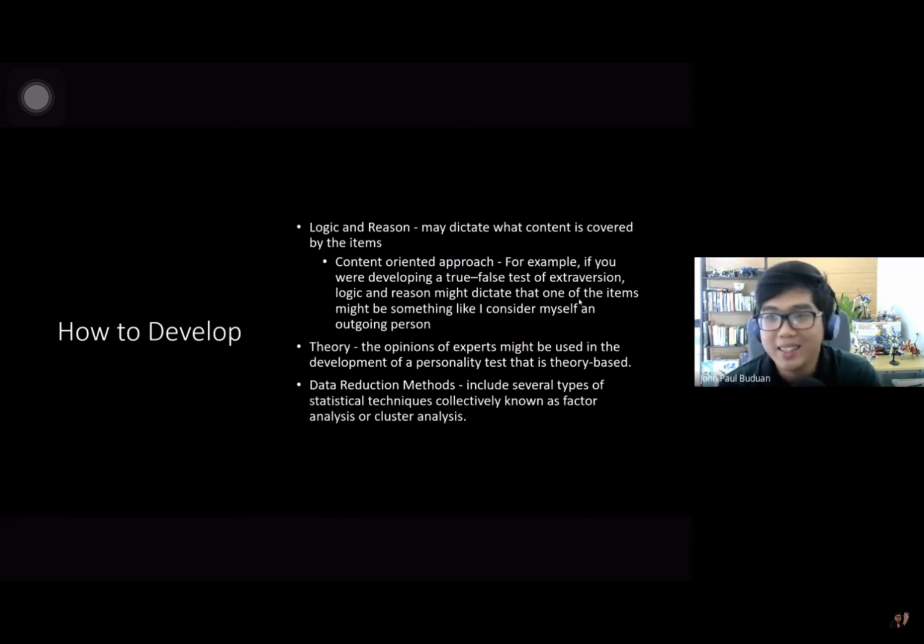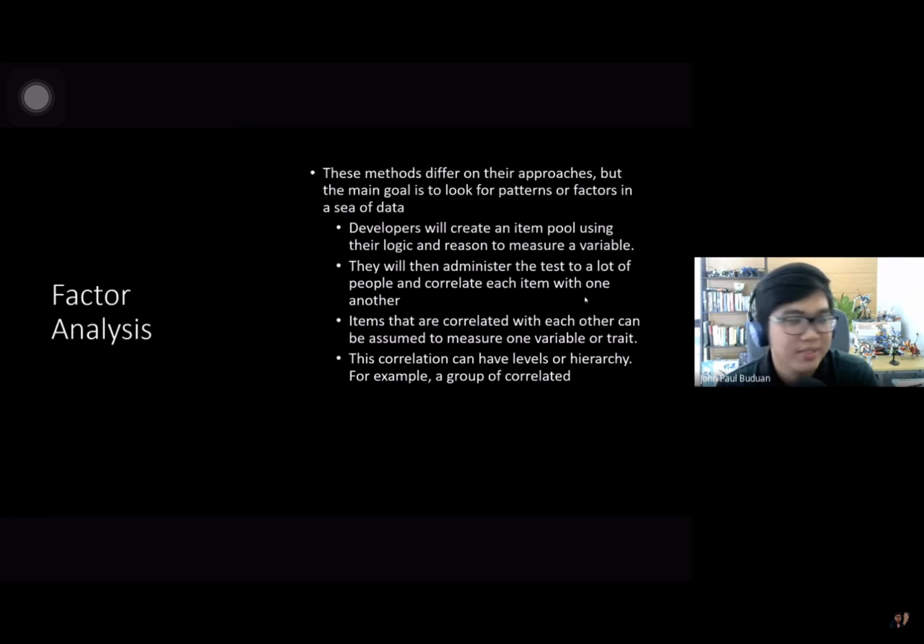So, basically, it's test development, no? Yung dinis-cuss natin, logic and reason, why? Yung logic, reason, and theory, that is the why and how. And actually, why lang. That is the why of your research or your instrument. And then data reduction methods is the how. Okay? So, yeah. So far, do you have any questions or clarifications with regards to developing a personality test?